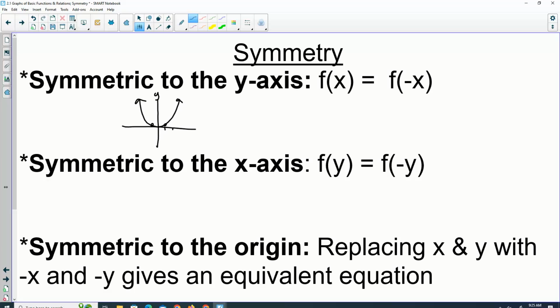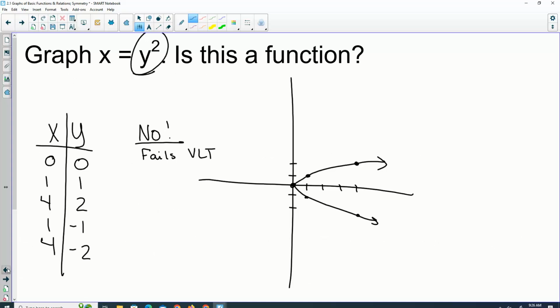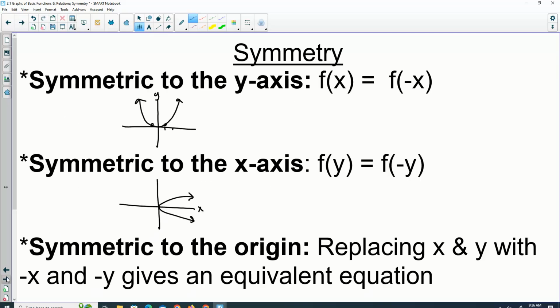If something is symmetric to the x-axis, that might be the example we just did, that sideways parabola. That means if we flip it over the x-axis, it overlaps itself. Looking at those points, a positive and negative y give us the same thing. When y is 1 and negative 1, we get the same x. When y is 2 and negative 2, we get the same x. So if it's symmetric to the x-axis, positive and negative y are equal to the same x.